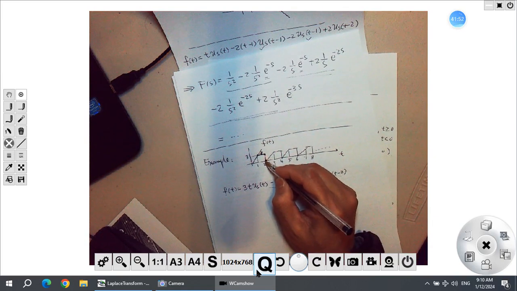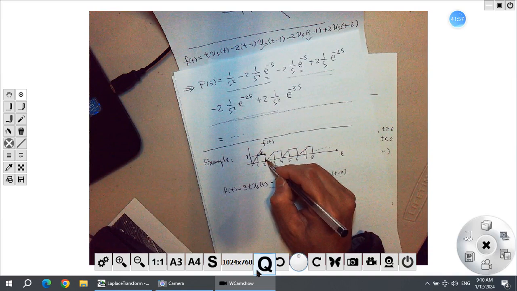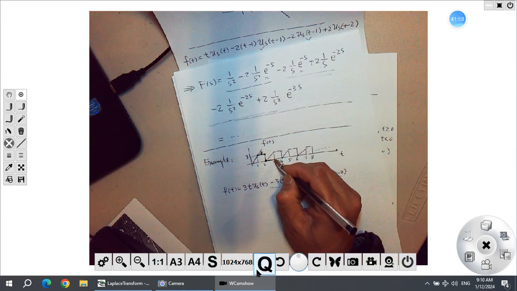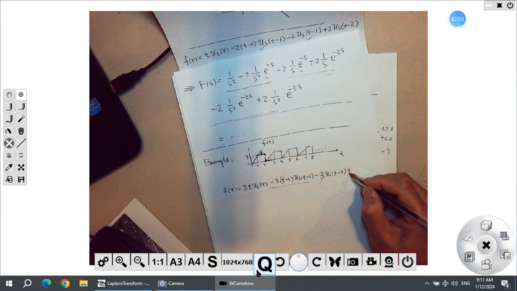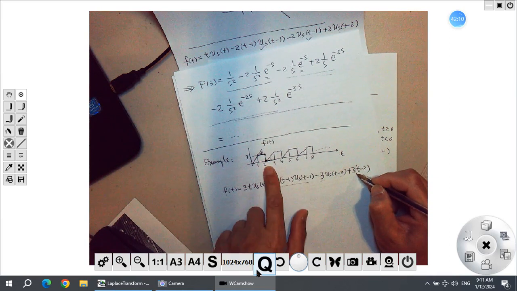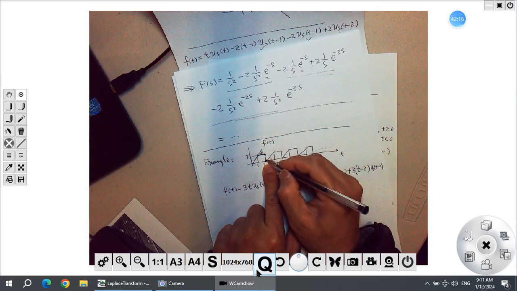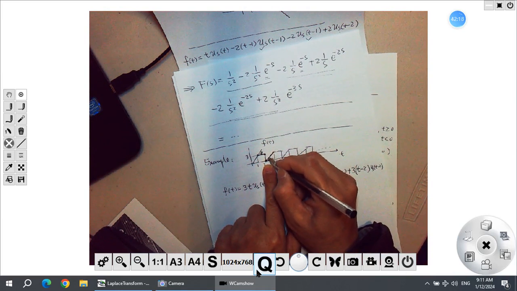But after I'm going down, this is also a fixed value going this way, no slope, right? But I need a slope here. Slope is 3 again. So here's a plus 3 times t minus 2, because this ramp starts from here, and u_s of t minus 2. So we go to here, right? Go to here.